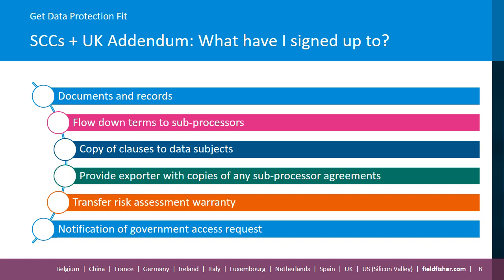And finally, processors need to inform the exporter or controller of any government access request. So again, having set out policies in place to deal with such requests will help organisations to comply with this.